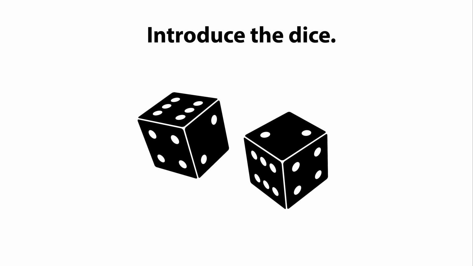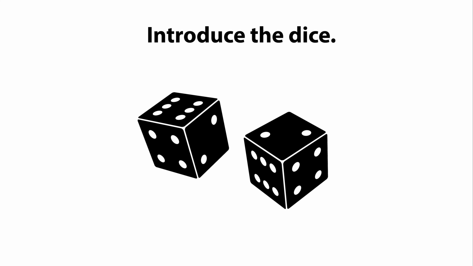Launch the activity by introducing students to dice, if they have not yet used them in your class. You may want to ask students whether they have ever used dice before and what they already know about dice. Show students how to roll dice safely and give students an opportunity to practice. Invite students to look at the dice and make observations.